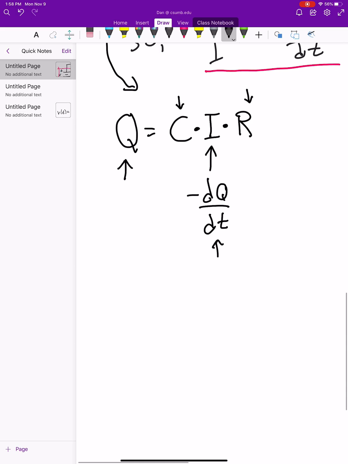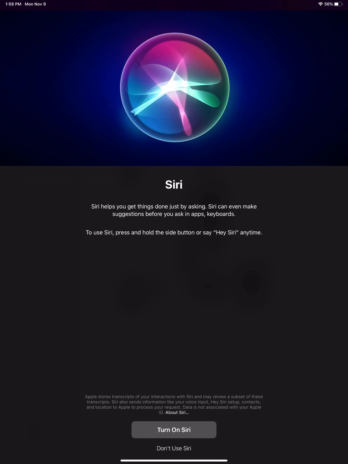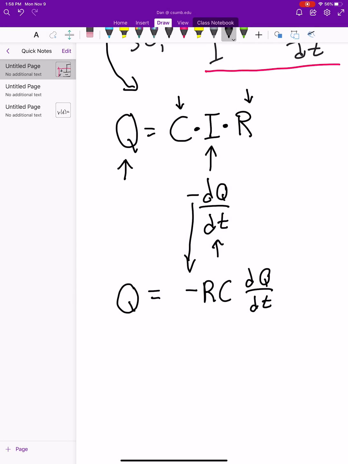So I'm going to rewrite this equation to accommodate what I just said. I'll put the RC over here, and I'll put the negative sign right here. So it's Q is equal to negative R times C times dq dt. All right. Now, some of you have had differential equations, you might recognize this kind of equation, and it has a certain solution to it. I'm going to go through it and we'll come up with a solution.